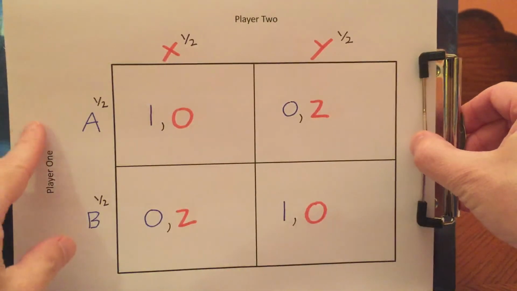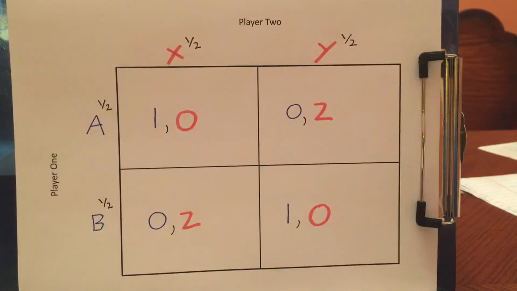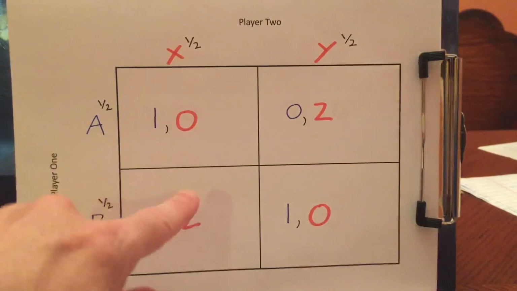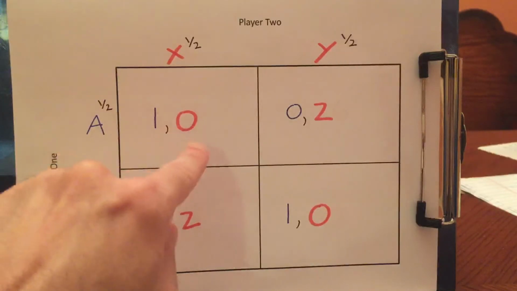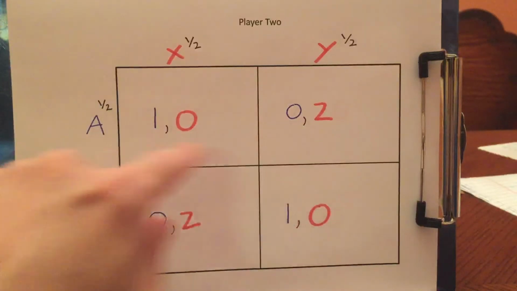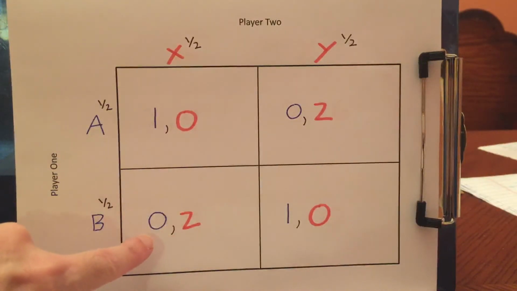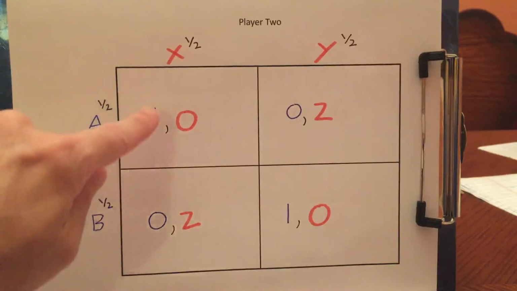Okay. Let's go on and let's look at the Nash equilibria in this game. First, there are no pure strategy Nash equilibria in this game. Let's examine why. This is not a Nash equilibria because player 2 would regret playing X if 1 played A. This is not a Nash equilibria because player 1 would regret playing B if player 2 played X.